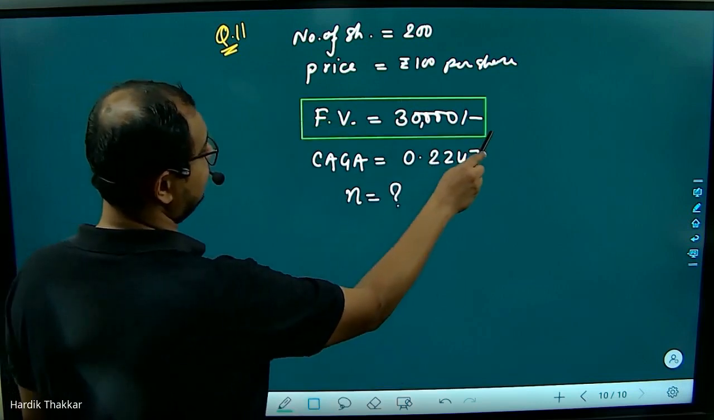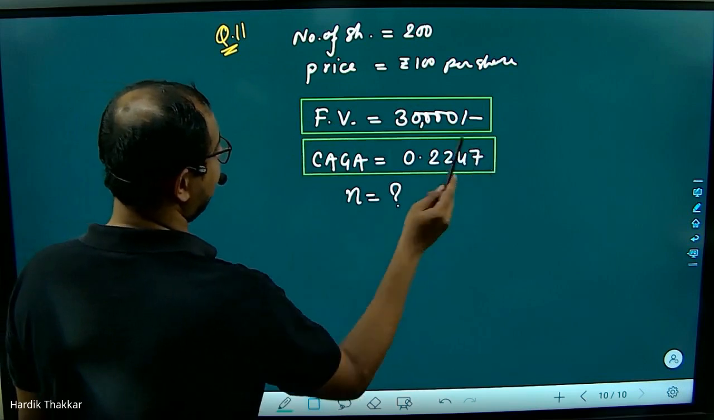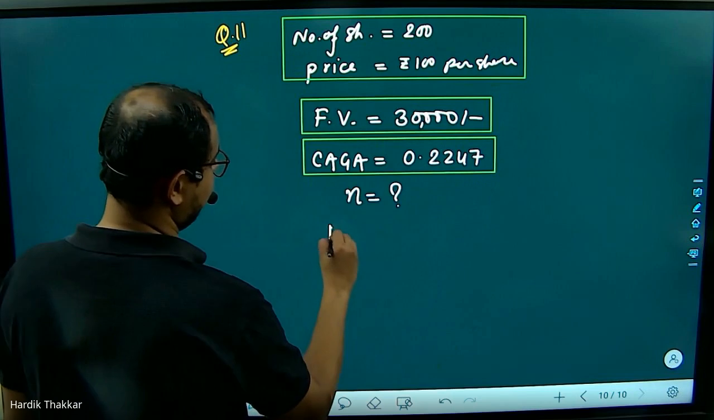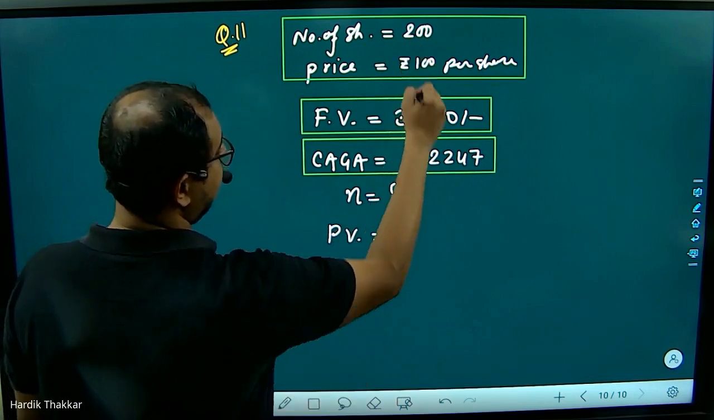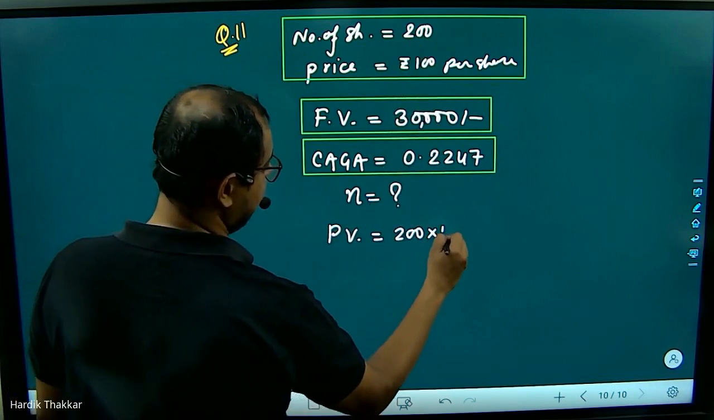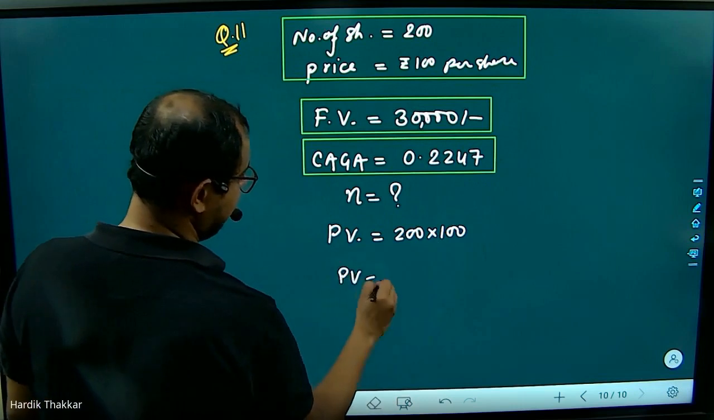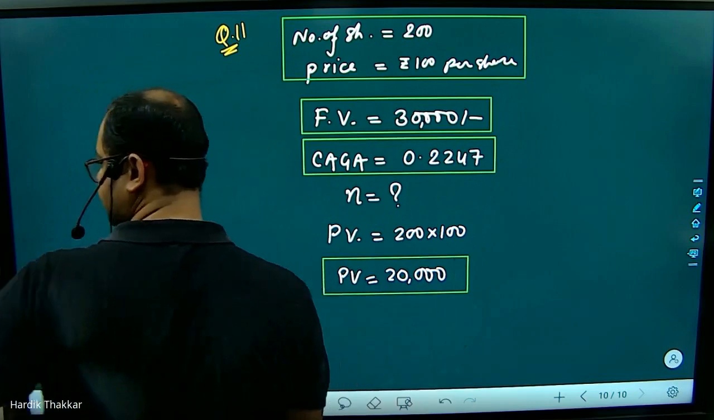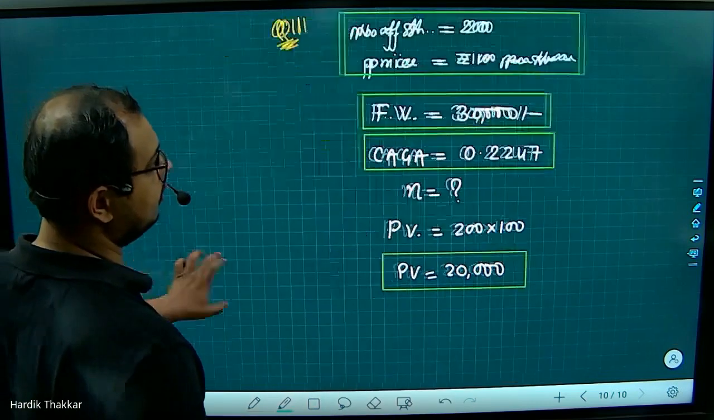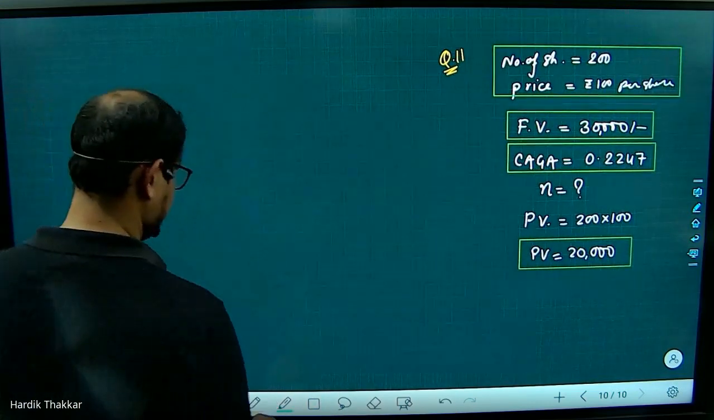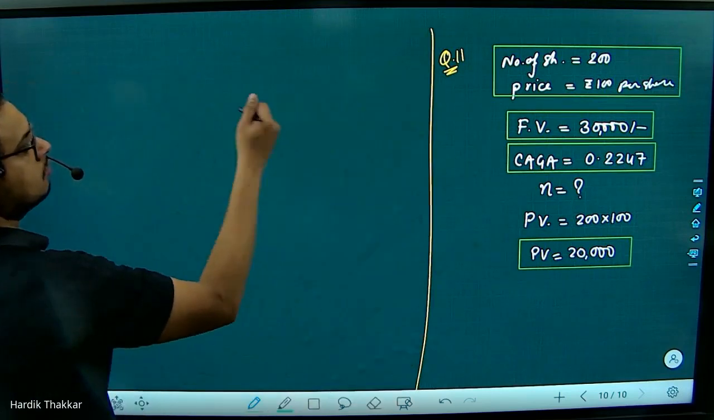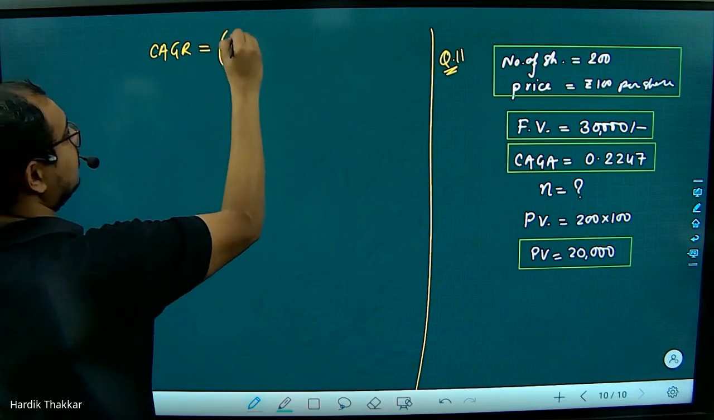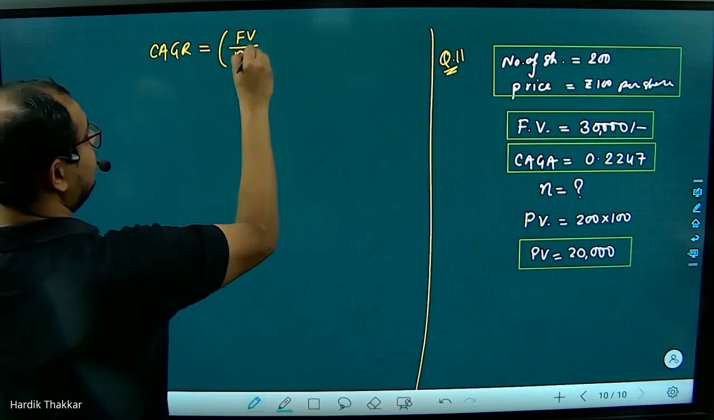So future value is given to you, CAGR is given to you. Now calculate present value using this. Okay, so PV is equals to 200 into 100. So PV will be 20,000. And you have to calculate N. Okay, so use that formula, which is CAGR is equals to FV upon PV.